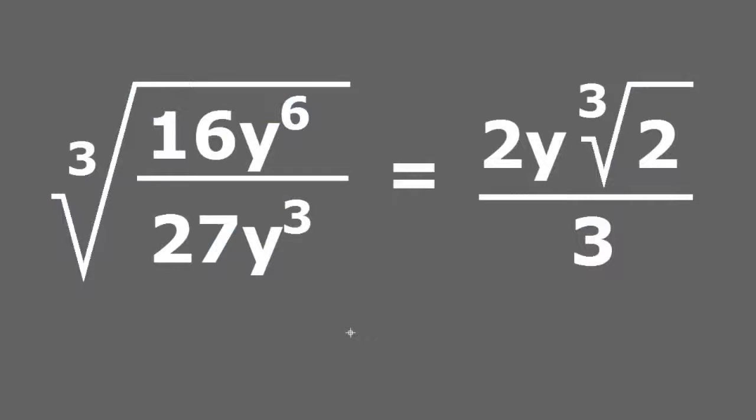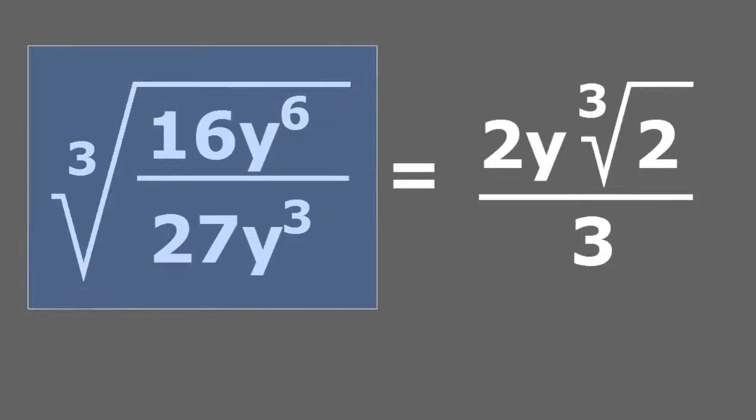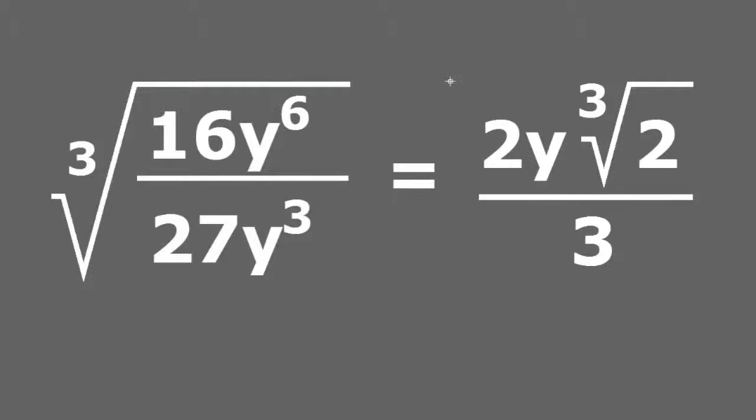Here we will simplify the cube root of 16 multiplied by y to the 6th power divided by 27y cubed. And the simplification of all of this is going to be 2y multiplied by the cube root of 2, and all of that divided by the number 3.